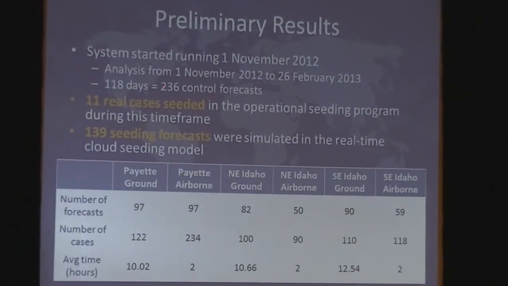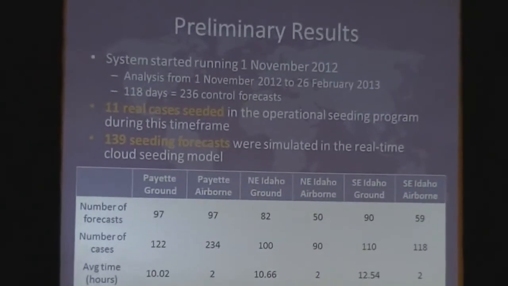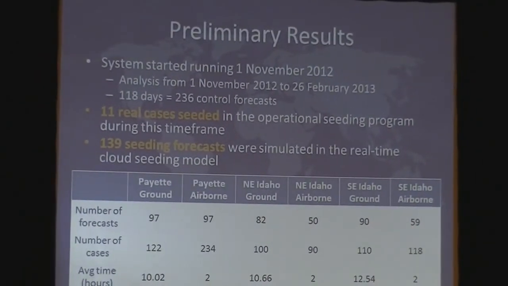Of those 236 control forecasts, 139 of them have called at least one seeding case in one of the 3 regions, either ground or airborne. Now, during this period, 11 real cases were actually seeded in the operational seeding program. Don't be too alarmed by this disparity yet, because a real seeding case typically lasts 12, maybe 24 hours or more, whereas this seeding forecast is run every 12 hours out 48 hours.